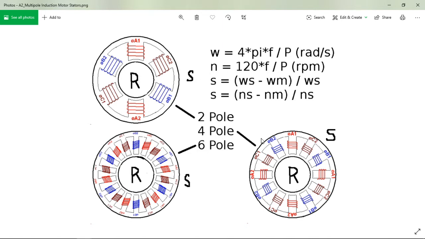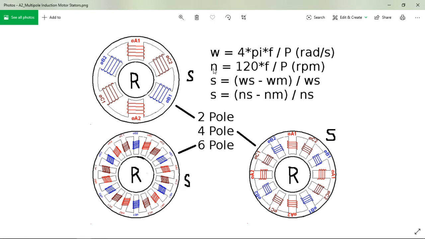Now if you have a 4-pole machine, you can see it's going to be 1/2 of that, and so this is going to go 1/2 the speed of what's happening here. And if you have a 6-pole, then that's going to be 1/3 the speed. And so the more poles you have, the slower the actual rotor is going, because your synchronous speed is going to get slower.